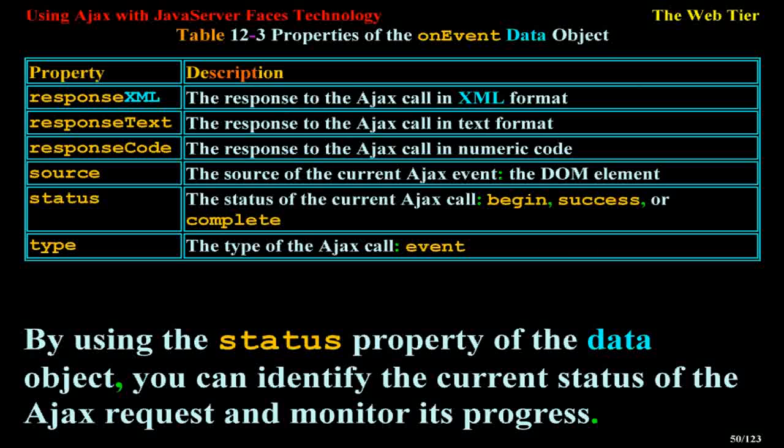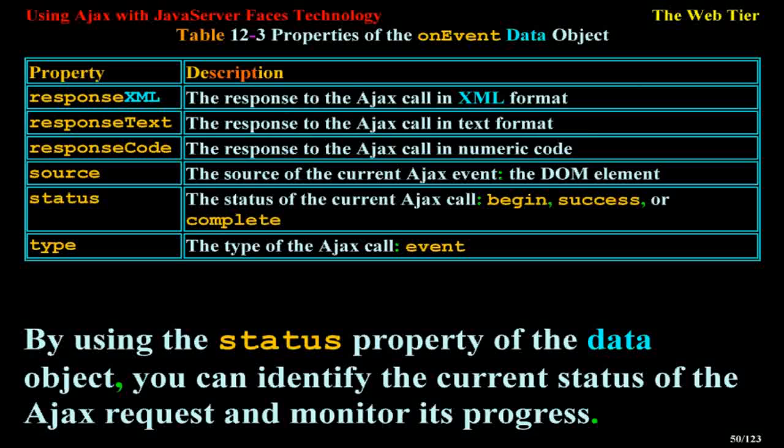Table 12-3 properties of the onevent data object. Property, description. responseXML: the response to the Ajax call in XML format. responseText: the response to the Ajax call in text format. responseCode: the response to the Ajax call in numeric code. source: the source of the current Ajax event, the DOM element. status: the status of the current Ajax call, begin, success, or complete. type: the type of the Ajax call.